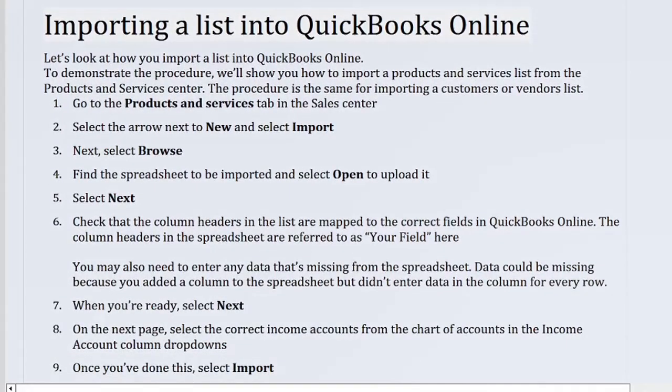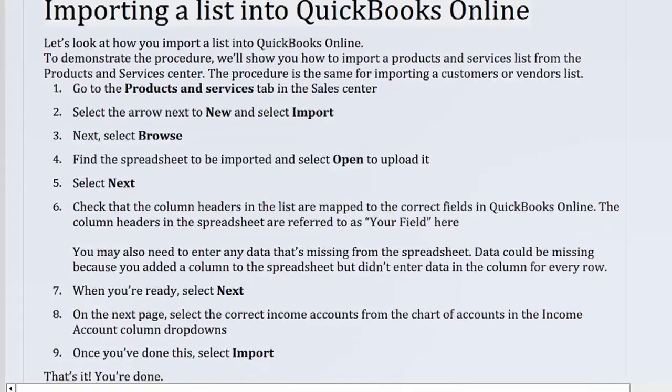Importing a list into QuickBooks Online. Let's look at how you import a list into QuickBooks Online. To demonstrate the procedure, we'll show you how to import a Products and Services list from the Products and Services Center. The procedure is the same for importing a customers or vendors list. Go to the Products and Services tab in the Sales Center. Select the arrow next to New and select Import.